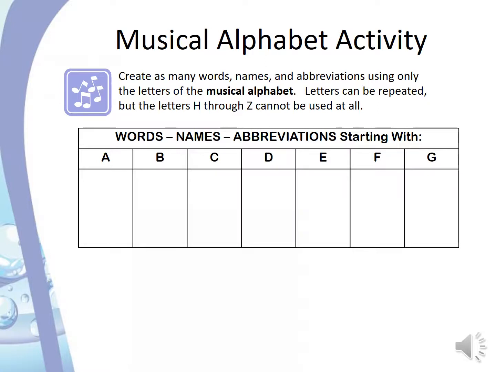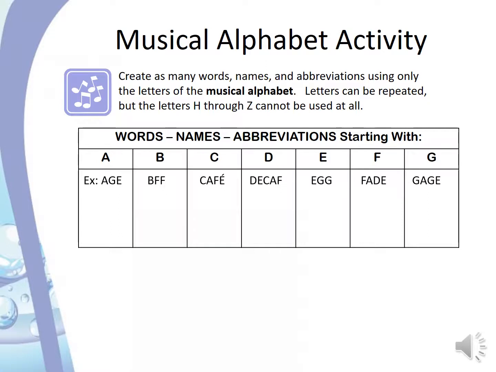To give you examples of what I'm talking about, here are 7 examples, 1 for each letter of the musical alphabet. Notice that words like cafe and age are acceptable since they use only the musical alphabet. Such is also the case for names like Gage or Deb. Abbreviations can also be acceptable, like the BFF, for Best Friends Forever. It is possible for letters to be repeated, as is the case with BFF and egg.